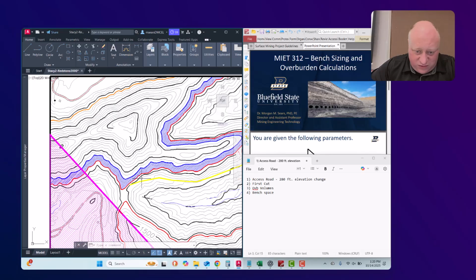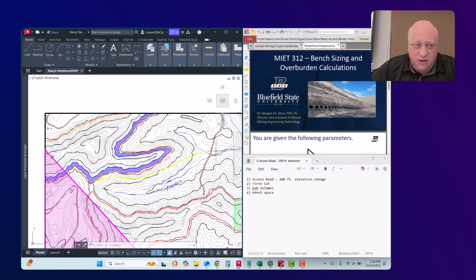So with that, there's a road in here, and the change in elevation is 280 feet to get from 1140 up to the 1420 bench level, right?